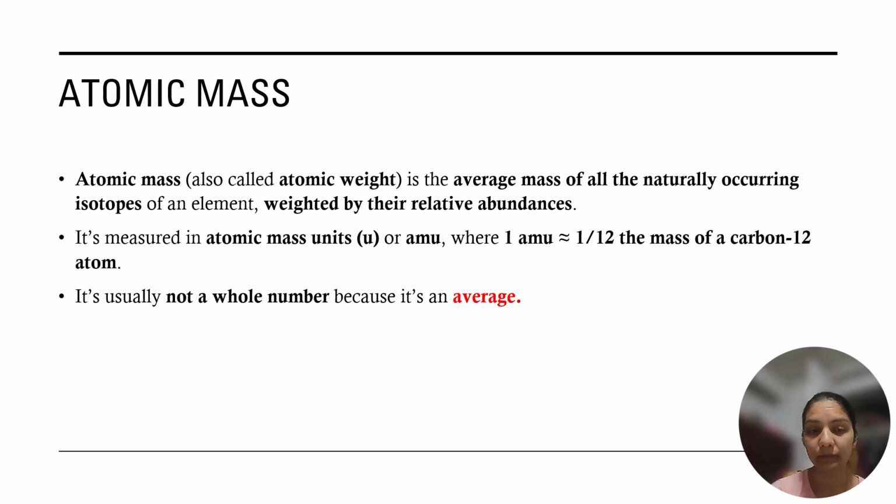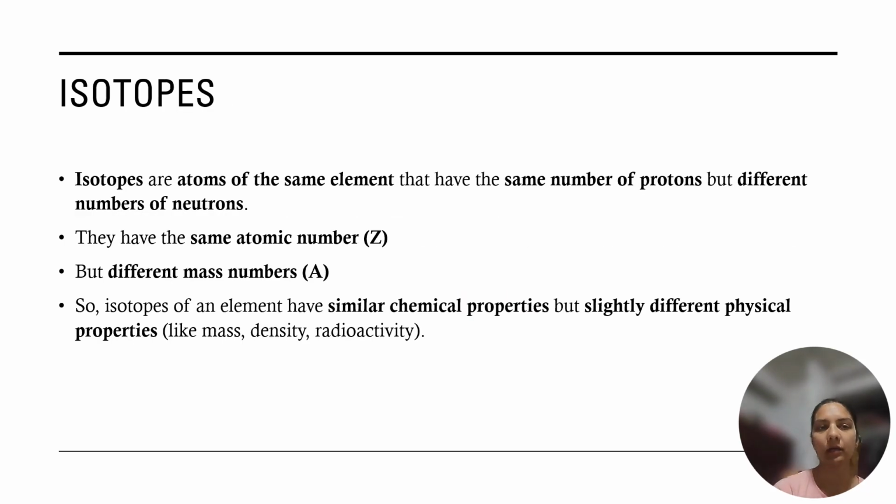As I already mentioned, when you look at the periodic table, you find that it is an average number. Okay. So the next thing that comes to our mind is, what exactly are isotopes? Isotopes are atoms of the same element that have the same number of protons and different numbers of neutrons.